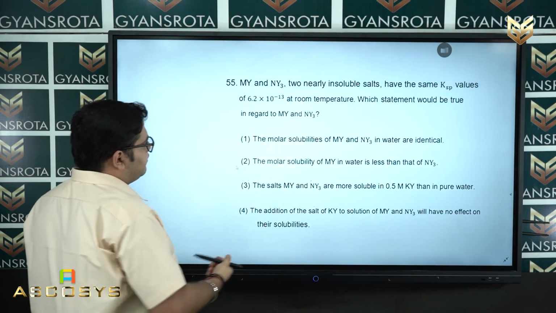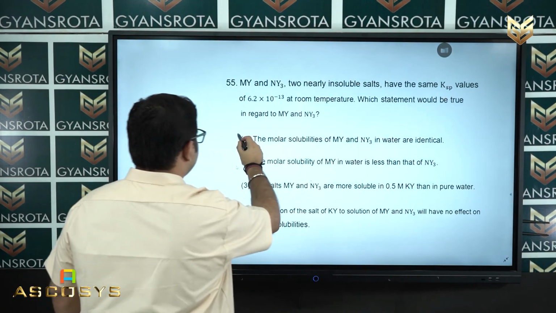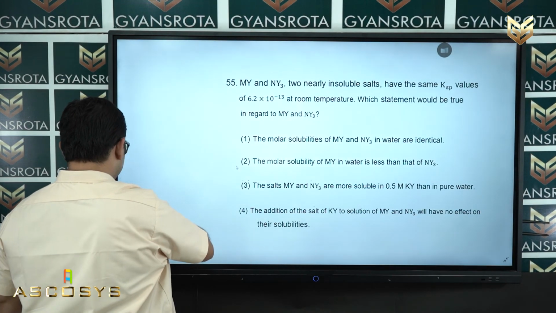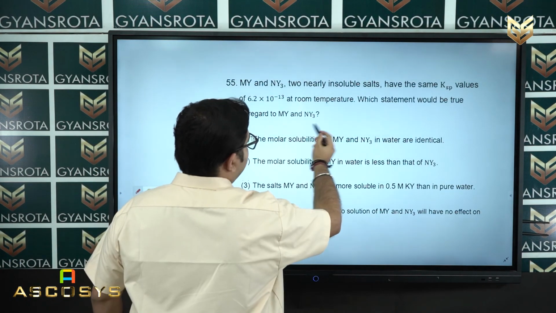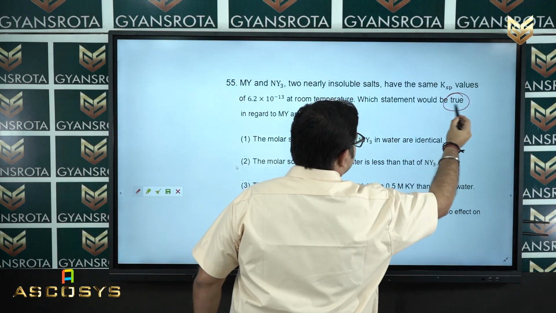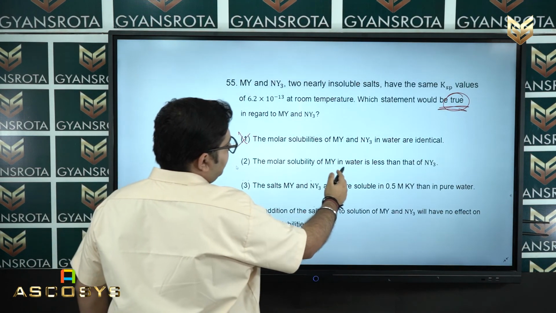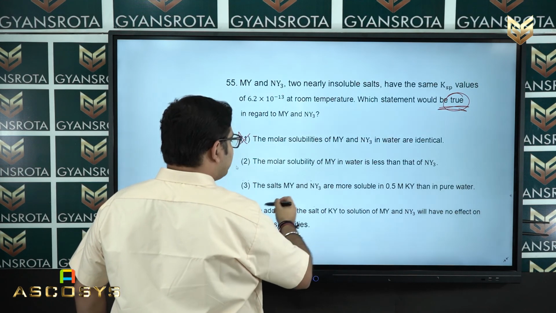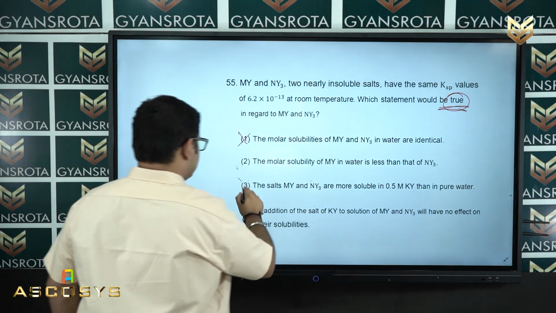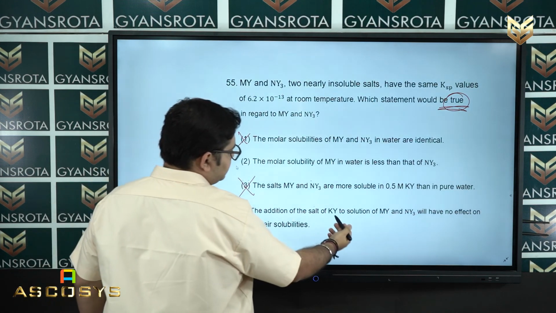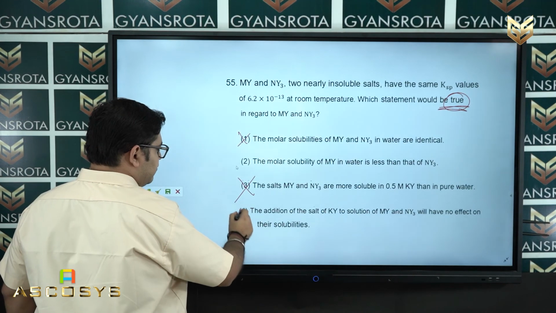If you see the first statement, the molar solubility of MY and NY3 are identical. No, this is not the correct option. They ask for the true statement, so mark the true one. The molar solubility of MY in water is less than NY3. The salts of MY and NY3 are more soluble in... this is not the correct statement. The addition of salt of KY to the solution of NY3 has no effect on this. No, this is also not correct.